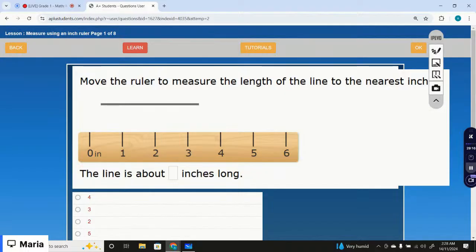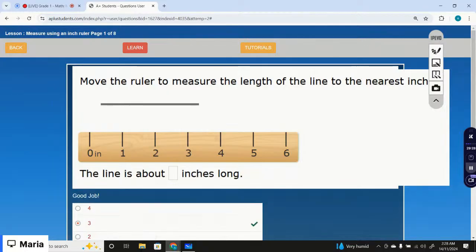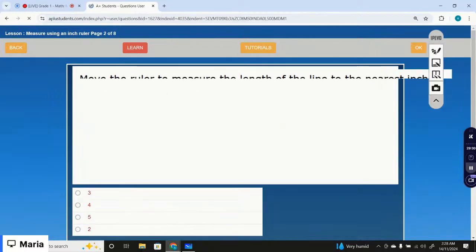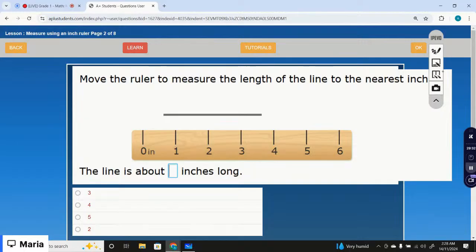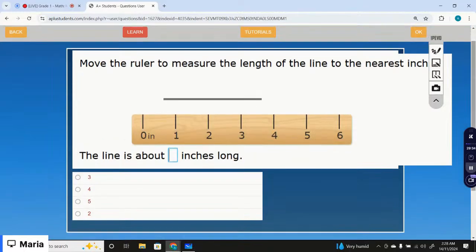So that is 3 inches long. The correct option is the line is about 3 inches long. Option number 2 is the correct option. Move the ruler to measure the length of the line to the nearest inch. So which is the correct option?